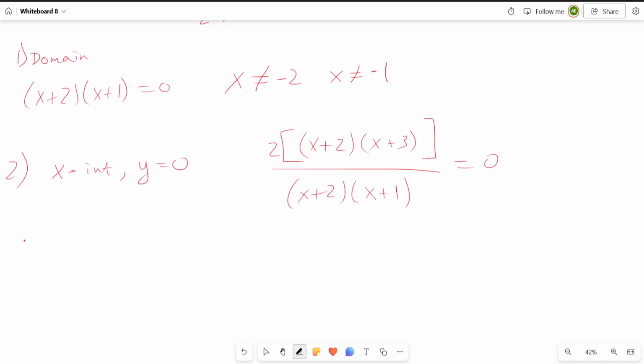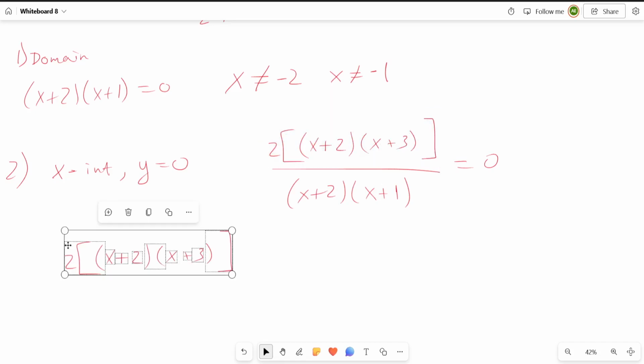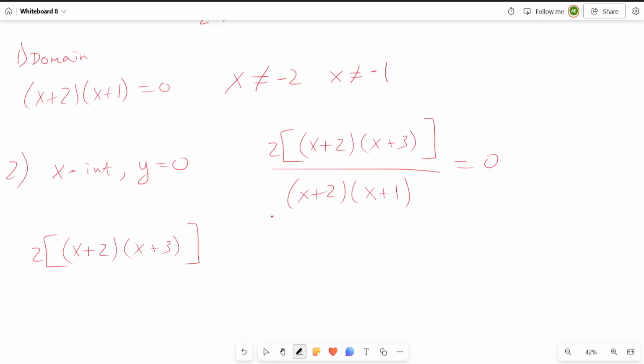So let's equate the numerator to 0. I can take the numerator, copy it again, put it here, and equate it to 0. I can divide both sides by 2, so this 2 is going to cancel, and we're going to have (x plus 2) times (x plus 3) equals 0. Again, I will have two answers: x equals minus 2 and x equals minus 3.